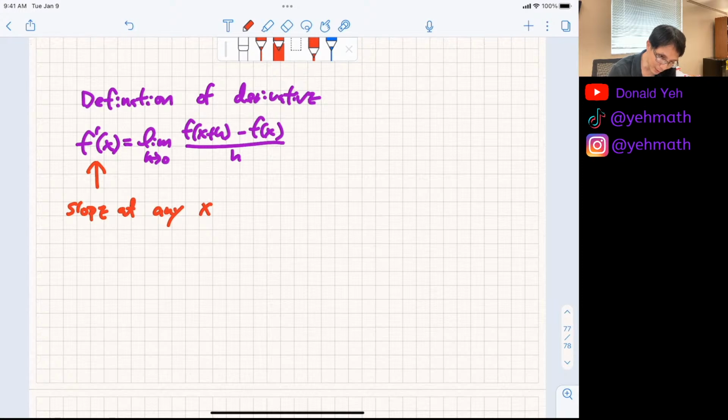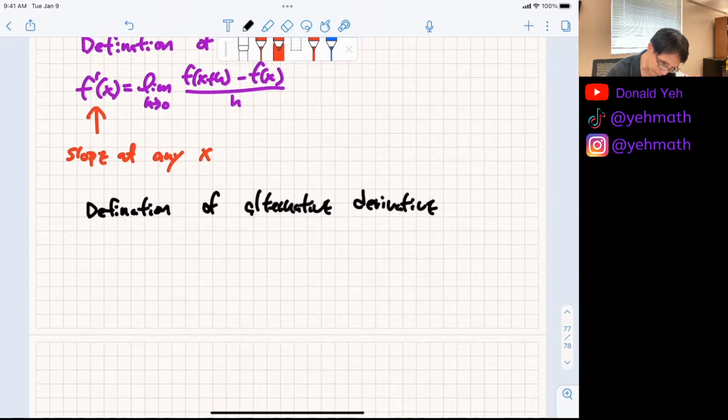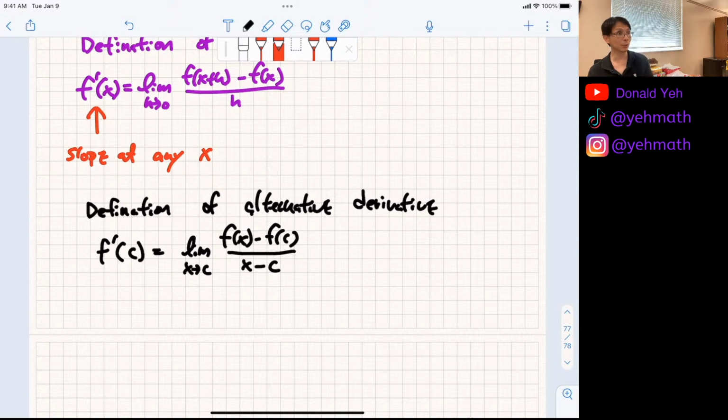Now, today we're going to study something more different. So this is the definition of the alternative derivative. What do you mean by alternative? Well, this one looks like this. F prime of c equals the limit, instead of h approaching 0, it's x approaching c of f of x minus f of c over x minus c. Now, this one is a new one.